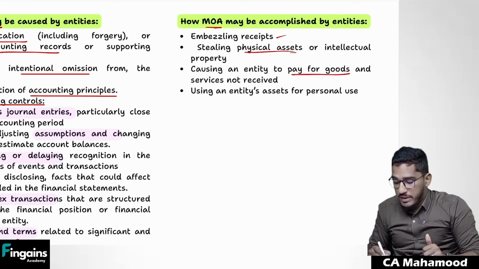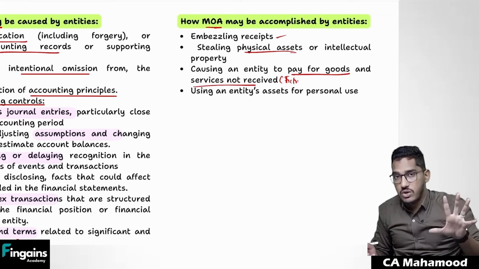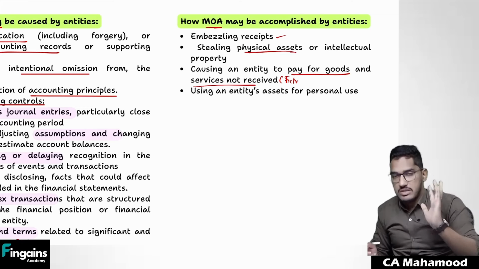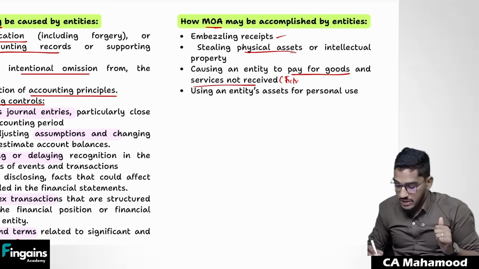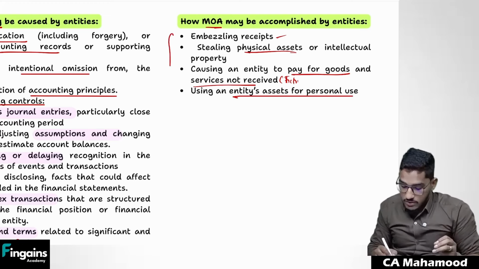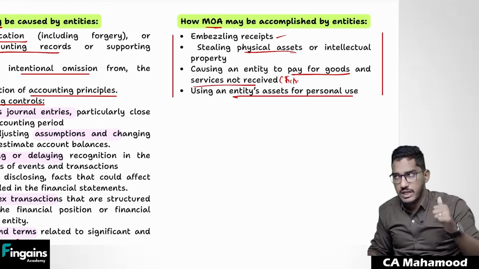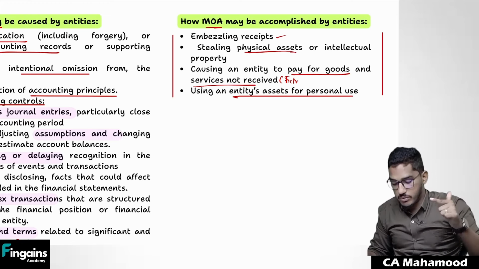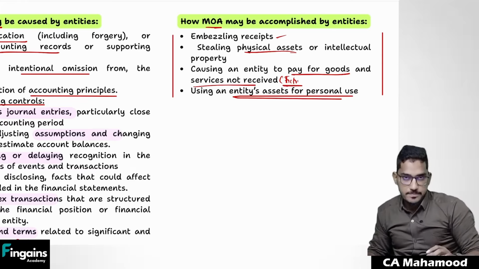Or they are causing an entity to pay for goods and services not received. Nothing but employees submitting fictitious bills, fictitious vendors are getting created, actually expenses not incurred, fake bill was submitted to the company and causing the company to pay for that. Or even sometimes entities can use the company's assets for personal purposes also. So these are all the different ways in which misappropriation of assets can be accomplished. 4 ways they have told: embezzling receipts, stealing physical or intellectual properties, causing an entity to pay for goods and services by submitting fictitious bills or fake bills, and using the entity's assets for personal purposes.